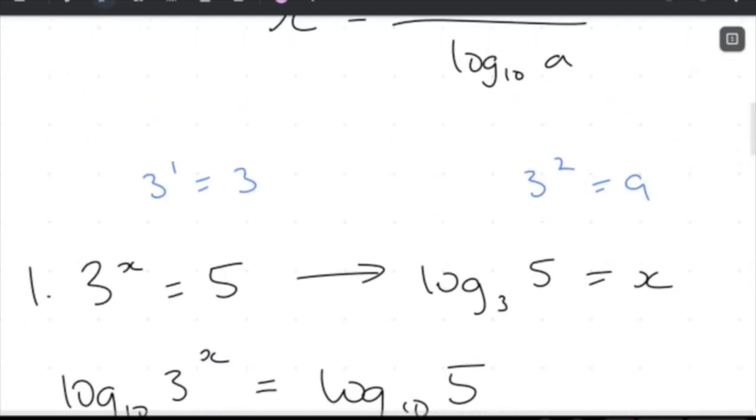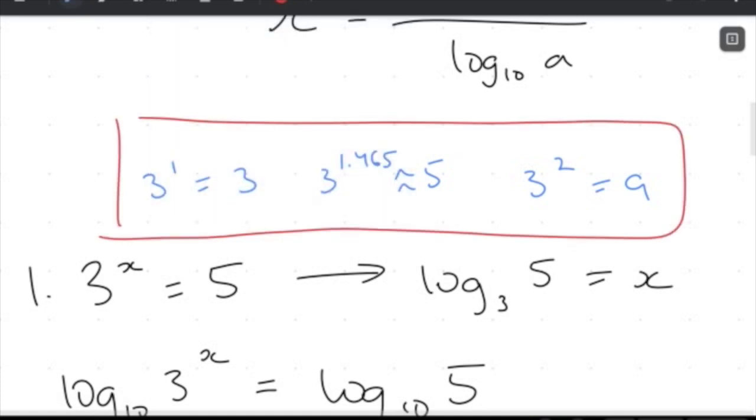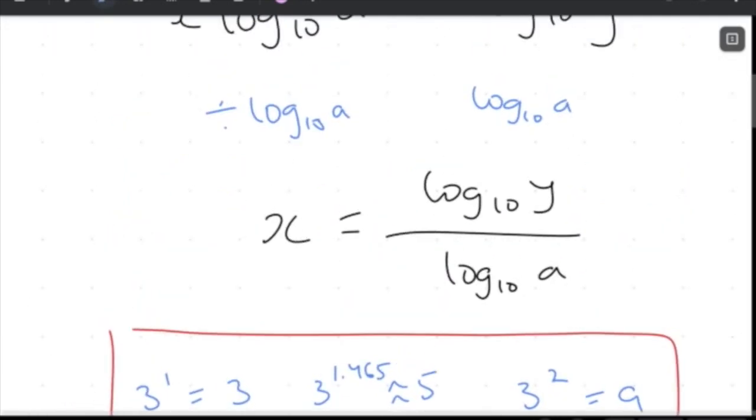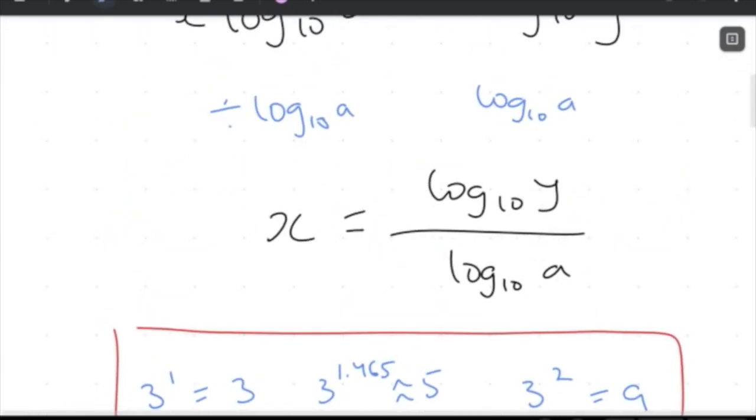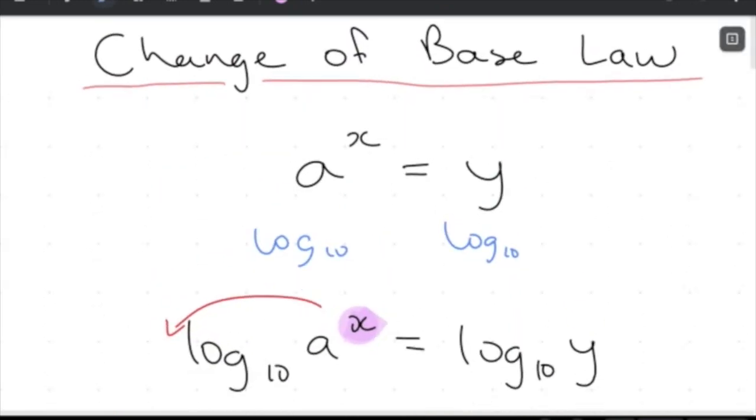So 3 to the power of 1.465 gives you approximately 5. So our answers here are really just approximations, but you can do this little sense check as you're working through the questions in order to check that your answer makes sense, especially when you're dealing with numbers of which you know their powers pretty well, and you can test this as well. This is how the change of base law works and how we can apply it to solving certain exponential equations.